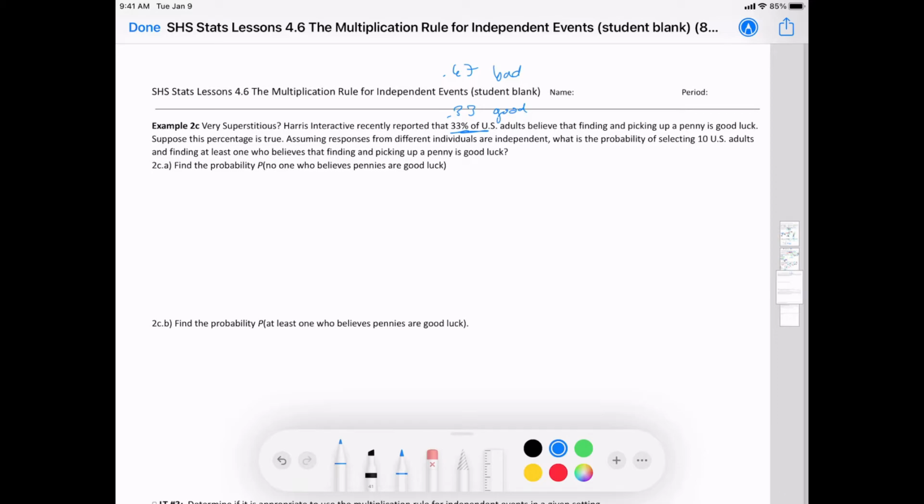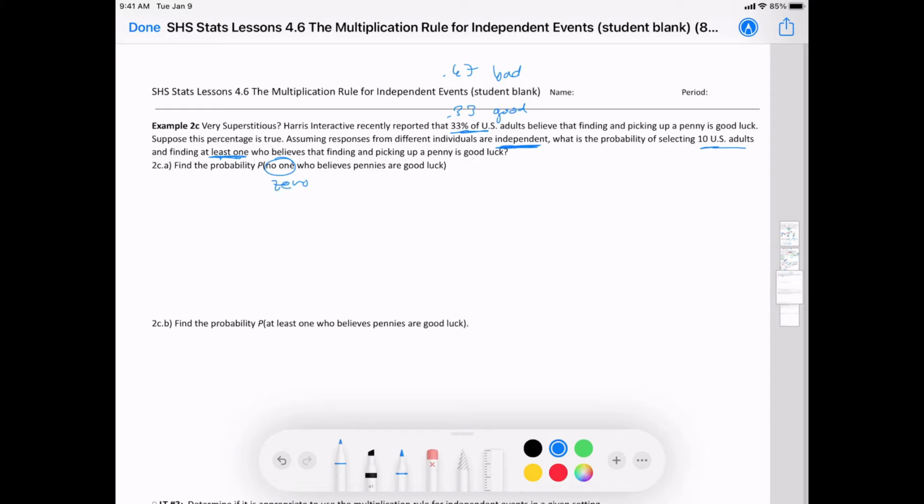Suppose the percentage is true, assuming responses from different individuals are, again, we need to have independent here in order to multiply them. What is the probability of selecting 10 U.S. adults and finding at least one who believes that finding and picking up a penny is good luck? Okay? All right. First example is finding the probability that no one is 0. What's the probability of 0? Say it's good luck. Okay?